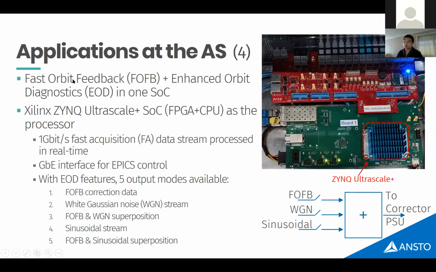The last but not least application is the FOFB, and also the recently added enhanced orbit diagnostic, in one system on chip.